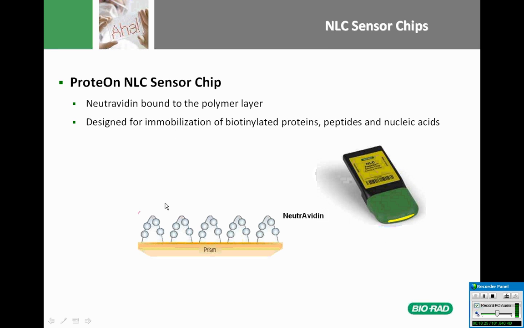The fourth chip is an NLC chip, which is actually a GLC chip covered with neutravidin layer, and this is mainly used when your ligand is biotinylated, like DNA molecules or other proteins that you can biotinylate. When you inject your biotinylated ligand over this chip, it will be captured by the avidin, forming a very stable ligand layer because of the nature of the avidin-biotin binding constants, or affinity.